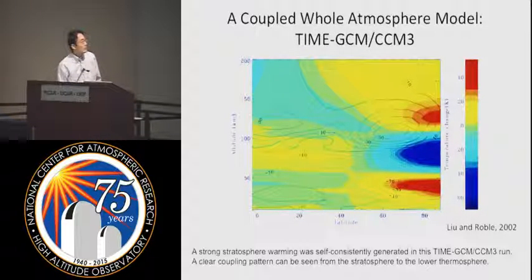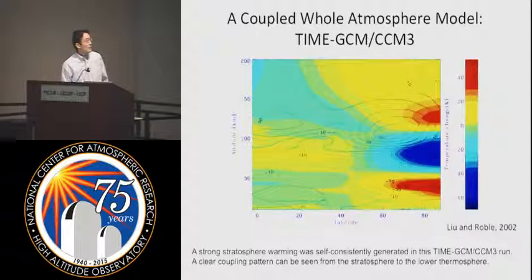Here the color contour is the zonal mean temperature as a function of latitude and height. And you can see a very strong warming, but accompanying that, there's a very strong mesosphere cooling and secondary warming higher up in the thermosphere. And actually, also you can see temperature changes at lower latitude.